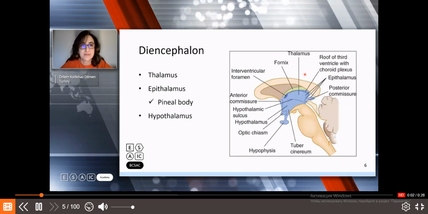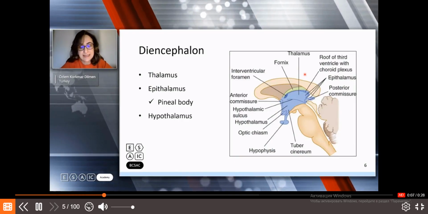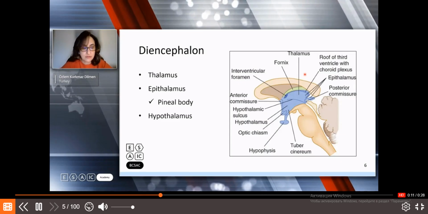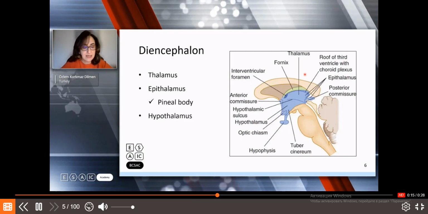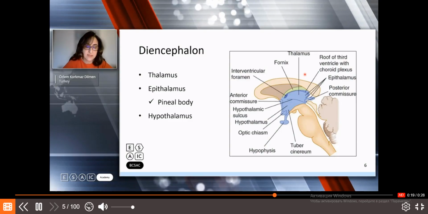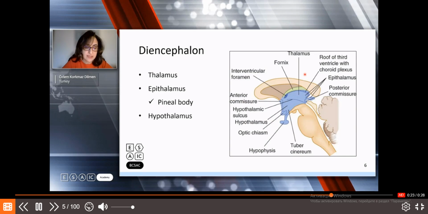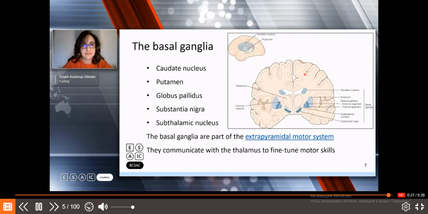The diencephalon has 3 components. The thalamus acts as a gatekeeper for the cerebral cortex. The epithalamus consists of the pineal body and choroid plexus, and the hypothalamus regulates the stress response, metabolism, and reproduction through various hypothalamic axes and the hypophyseal portal system.